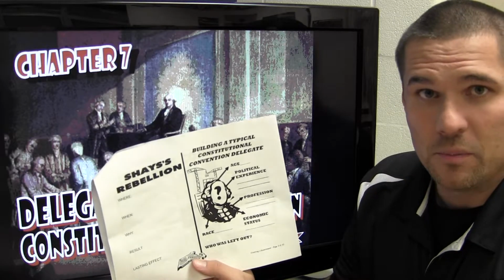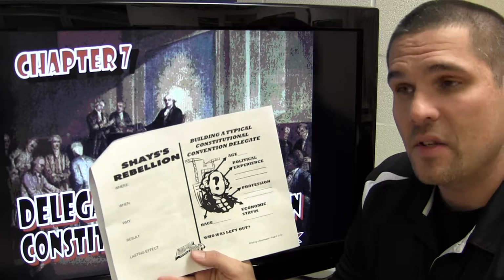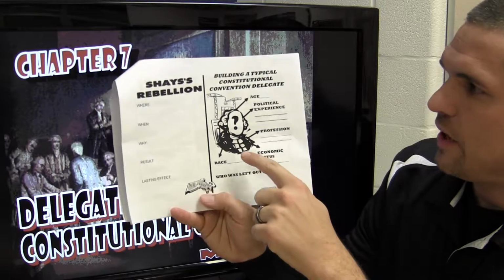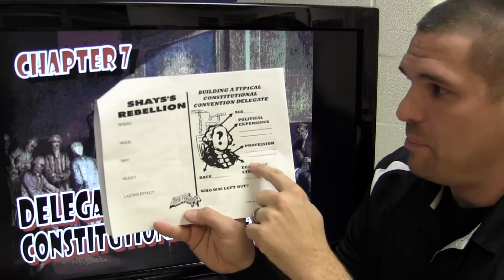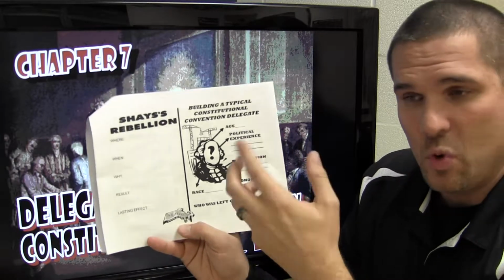So we have a problem. We need to come together and talk about how this is going to be solved. And then this is going to lead us to the Constitutional Convention. So you should be on page 3, and we're going to be starting by building a typical Constitutional Convention delegate, who these people were.